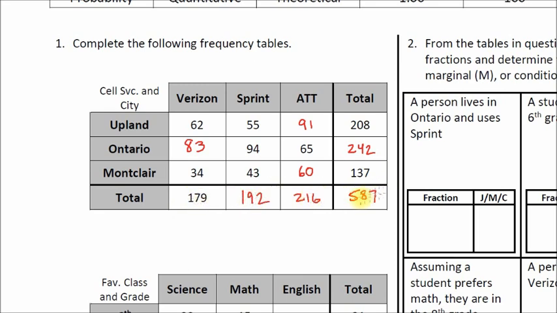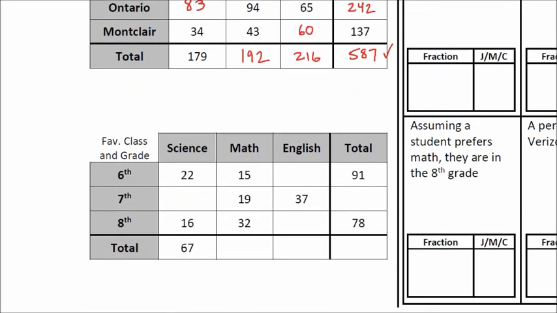And then class, it's a good idea on the test to go ahead now and add the column totals together and see if you also get 587. If you get the same total for your row totals and the same total for your column totals, then you're pretty confident you have written in the correct numbers. Take a look at the second one.